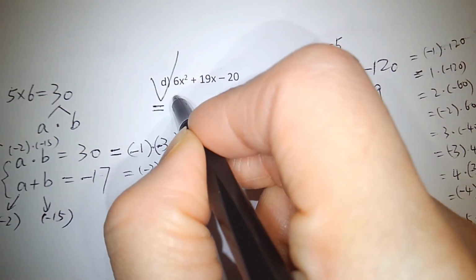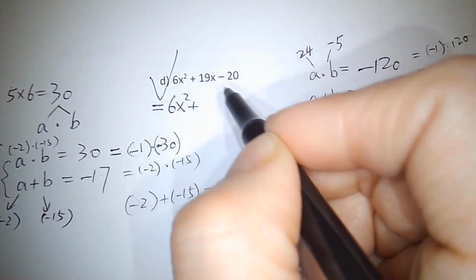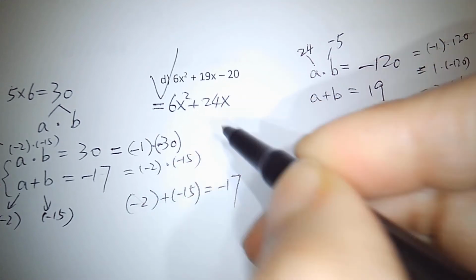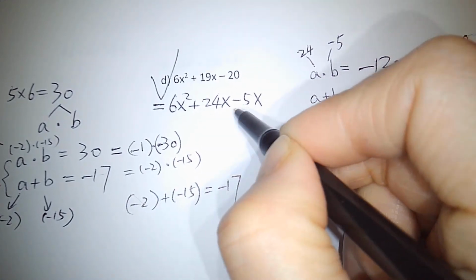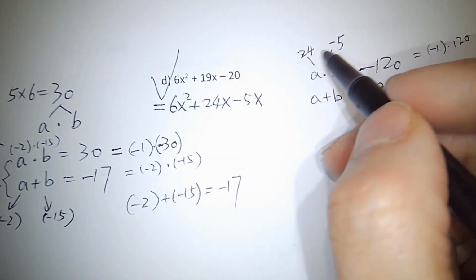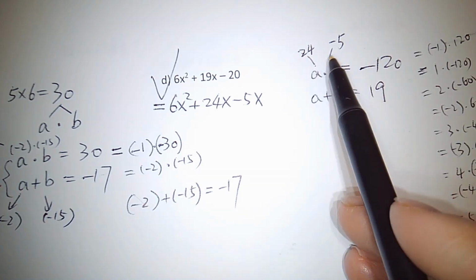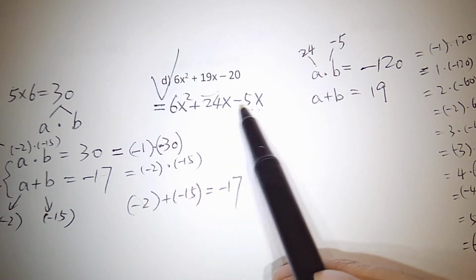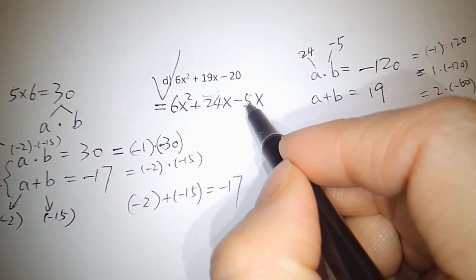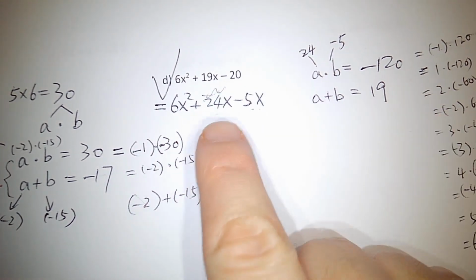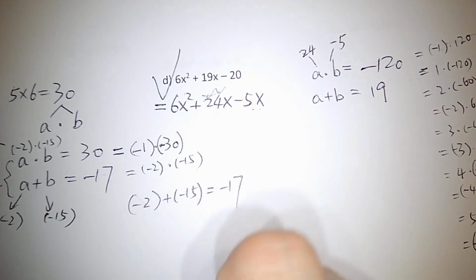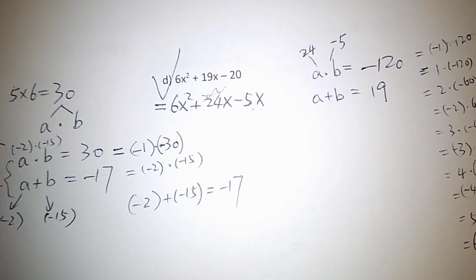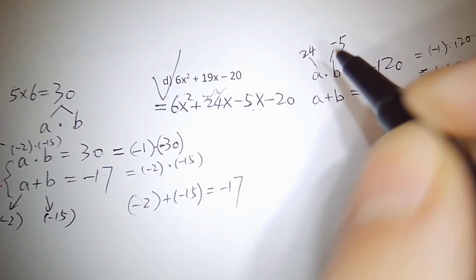What should we do, guys? Split the 19x by what? 24x and negative 5x. Split. Why are we finding these two numbers? We want to split the middle term as a sum of these two numbers, okay? So 24x minus 5x, and then minus what? 20.